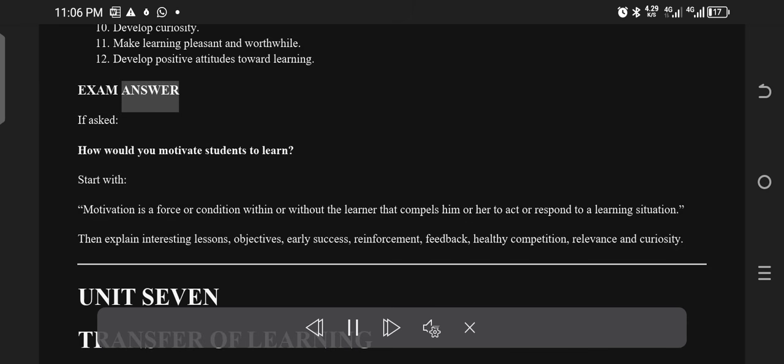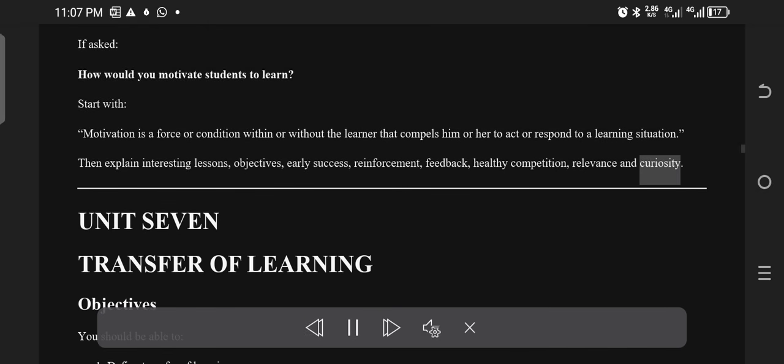Exam answer. If asked, how would you motivate students to learn? Start with: motivation is a force or condition within or without the learner that compels him or her to act or respond to a learning situation. Then explain interesting lessons, objectives, early success, reinforcement, feedback, healthy competition, relevance, and curiosity.